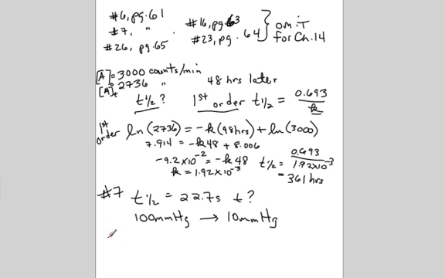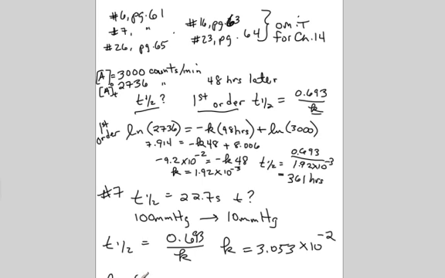T1/2 equals 0.693 divided by K. So K is equal to 3.053 times 10 to the -2. Okay. Now we're going to plug that into the integrated rate law. So it is the ln at time t, which will be 10, equals minus 3.053 times 10 to the -2 t plus the ln of the initial concentration, which in this case is 100.